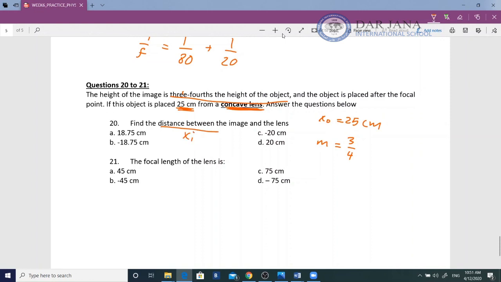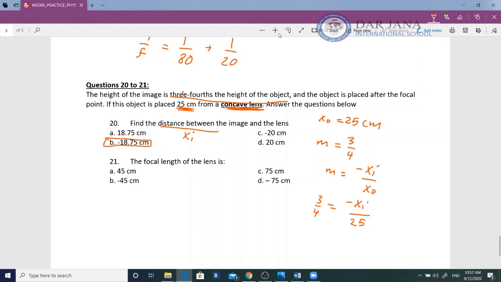So we put magnification is equal to -XI over XO. 3 over 4 is equal to negative unknown XI over 25. So the answer will be negative 18.75 centimeters.